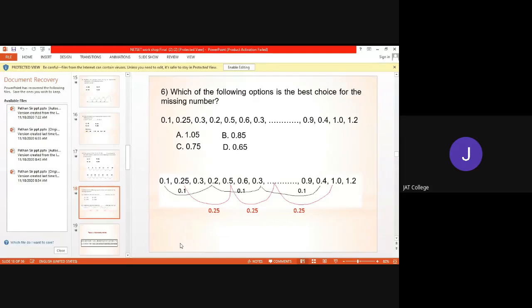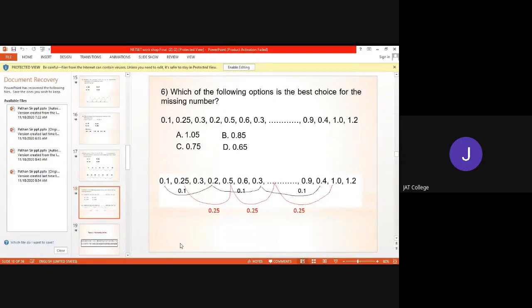Now next one, this is the question asked in the CSIR NET. Which of the following options is the best choice for the missing number? Now when you consider this, here, what will happen? 0.1, 0.25, 0.3, 0.2. So look at here, 0.1 to 0.2, there is a difference of two numbers. Then 0.2 to 0.3, again difference of two numbers. 0.3 to 0.4, definitely again there will be a difference of two numbers.